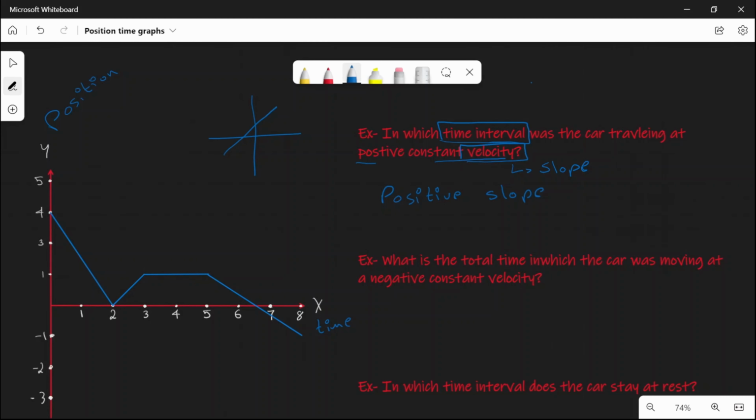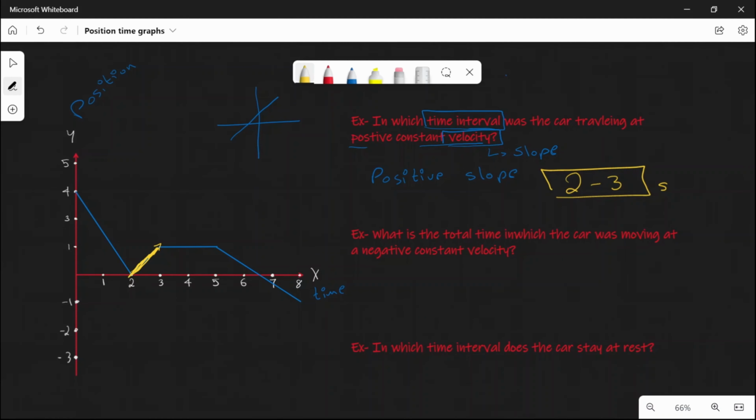So a positive slope on the xy plane is looking up. So in which time interval does the slope or the line look up? It will turn out to be the line between the time interval of 2 and 3. It is the only point at which the line is looking up. So the answer will be time interval 2 to 3 seconds.